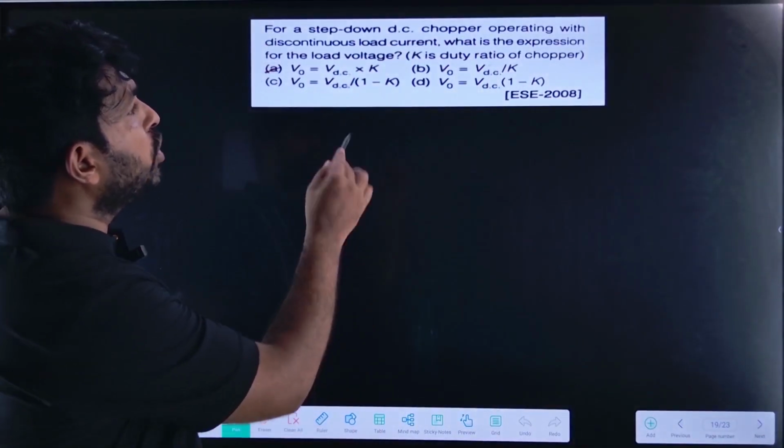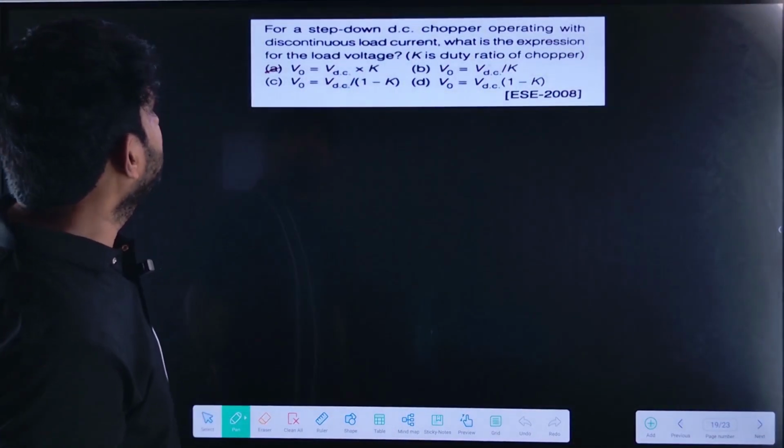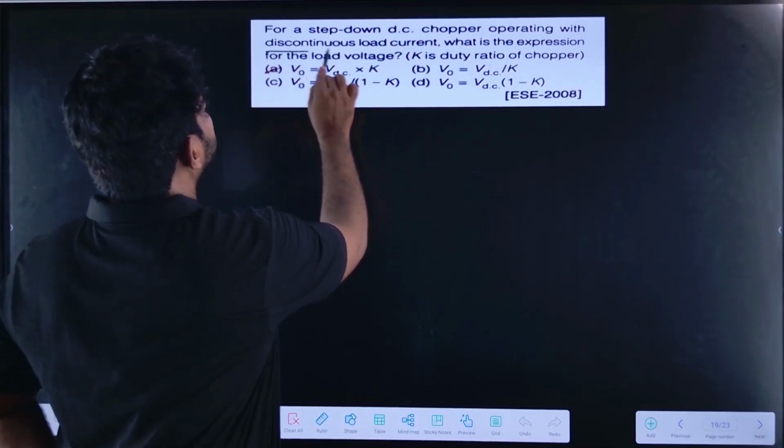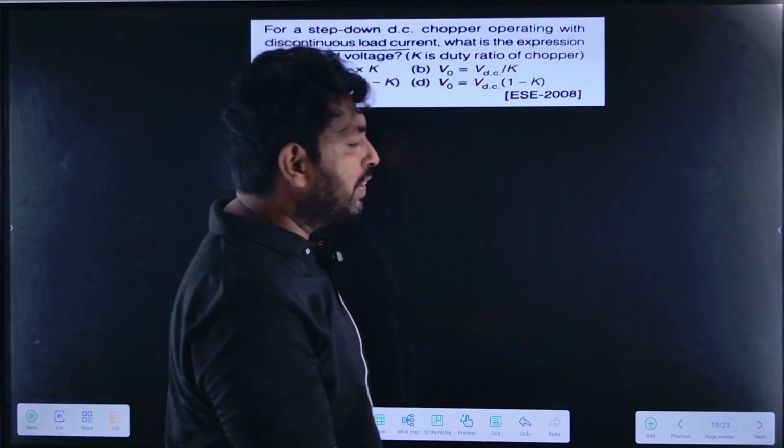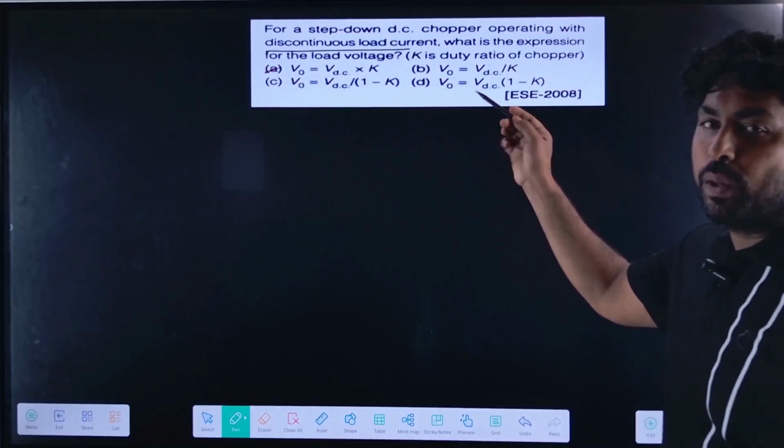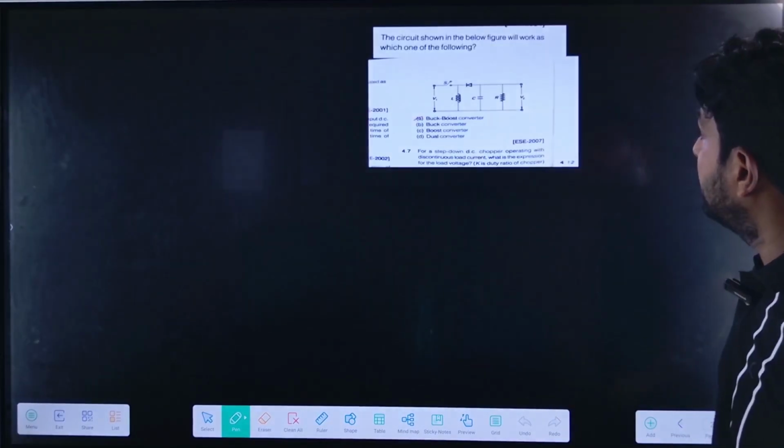So, it is a step down chopper, and it is asked for the discontinuous load current. So, we haven't covered this topic. After covering this topic, we'll answer this question also.